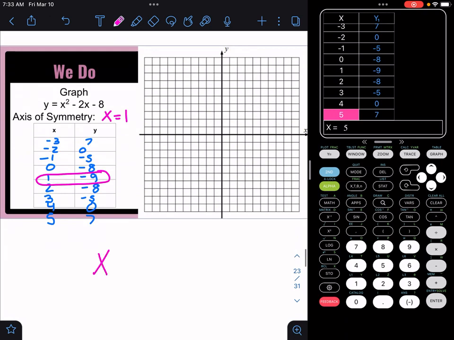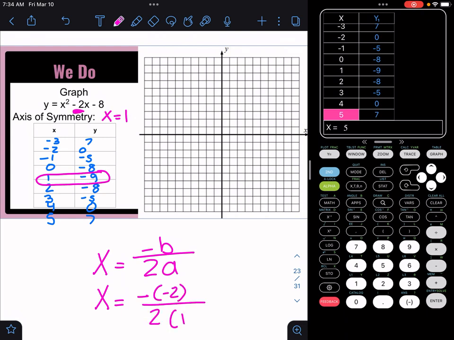Let's say we want to algebraically find the axis of symmetry. We use the formula x is equal to negative b over 2a. Here in our formula, our b is the number next to x, which is -2. And our a is the number in front of x squared, which is 1. And if you type this in the calculator, you would get x equals 1.